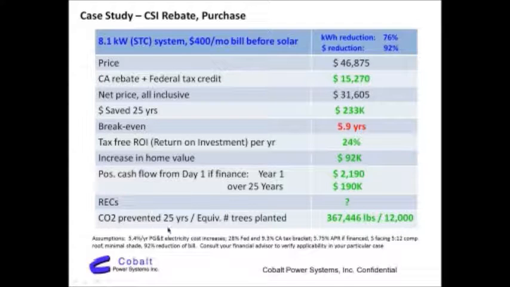And I know 25 years is a long time, but you can derate it linearly. Maybe you think you might sell your house in 10 years. Well, it's going to be half of that or a little bit less. So it's a wonderful environmental benefit. So that's example one, if you purchase your system and if it's a CSI rebate.